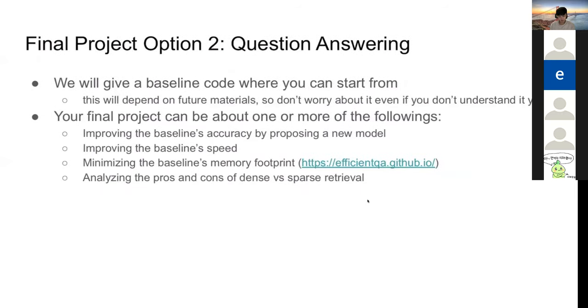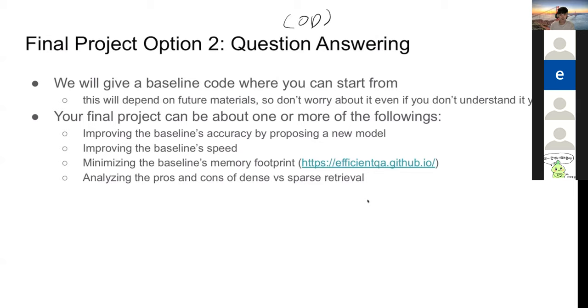Just talking about final project option two: this will be about open domain question answering. We're going to give you a baseline code where you can start from. Some of the code will be coming from what we're going to be learning in the future, so don't worry about it, even if you don't understand it yet.